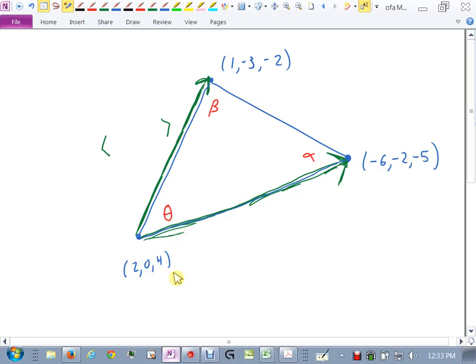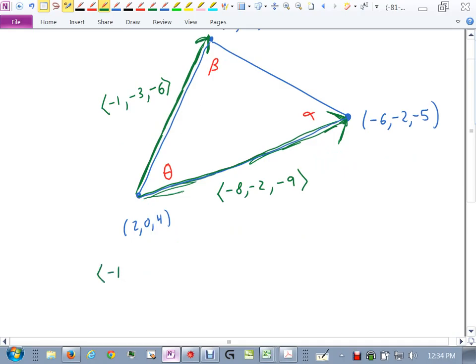I'm going from 2, 0, 4 to 1, negative 3, negative 2. So I will go 1 take away 2. So that gives me negative 1. And then I go negative 3 take away 0. And then I do negative 2 take away 4, so negative 6. Everyone agree that's the vector? And then I'll do the same thing over here to get this vector. So what do we have here? Negative 8, negative 2, negative 9. And now let me dot them.